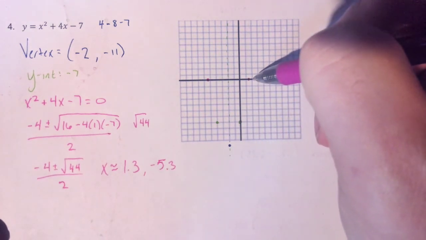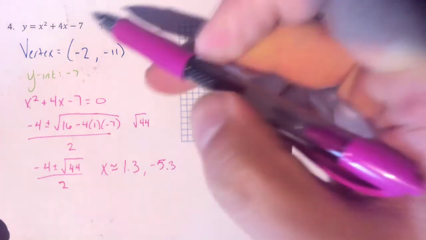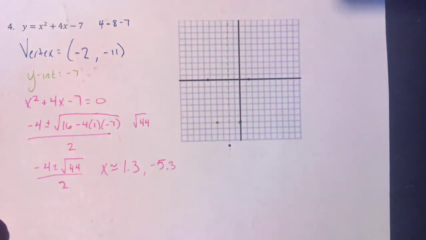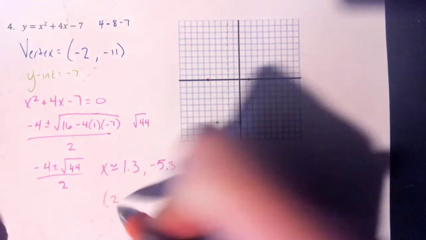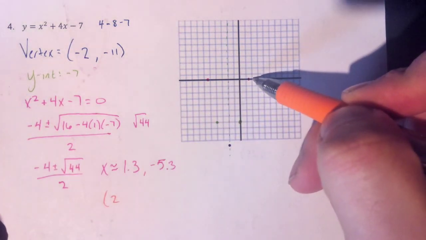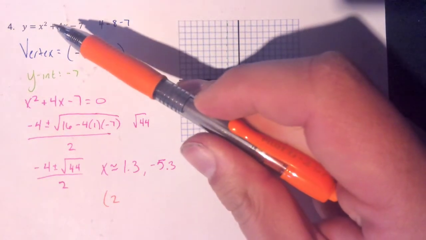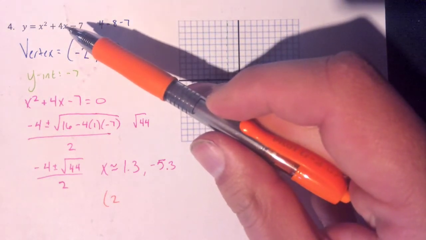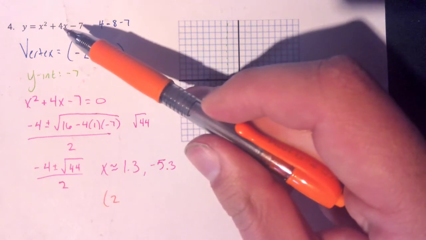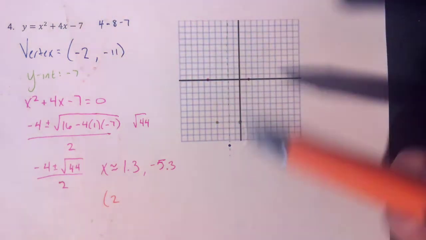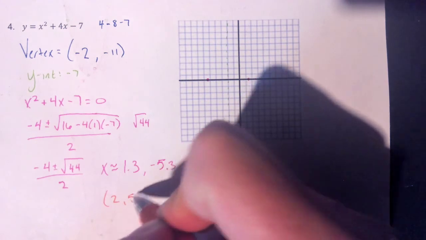So that would be, let's plug in 2 into our equation. If you plug in 2, I'm going to do that in orange. Plug in 2. Why did I pick 2? Because that's 1 to the outside of my parabola that I already have. If I plug in 2, 2 squared is 4. 4 times 2 is 8. So 4 plus 8 is 12. 12 minus 7 is 5. So at 2, we're at 5.